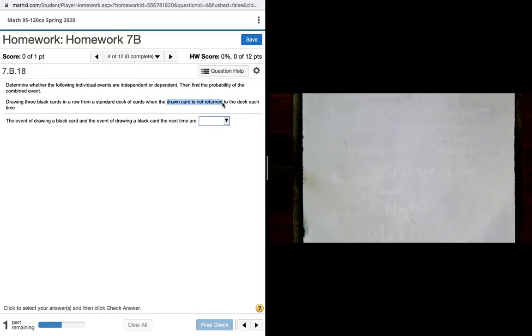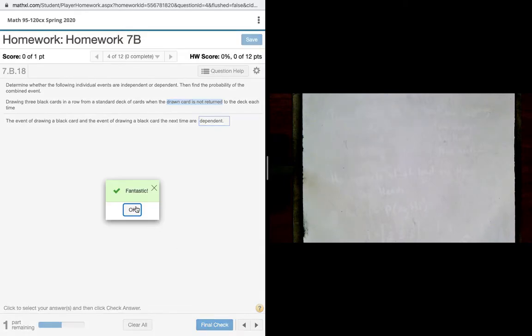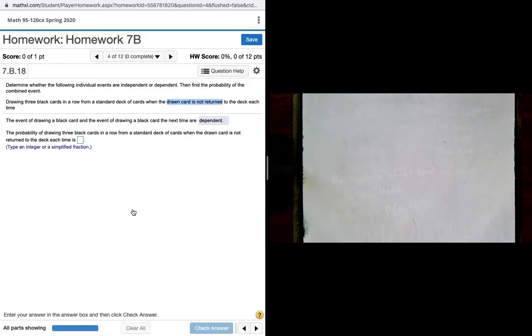If I do draw that black card, now my denominator's changed and the numerator's changed. If I don't draw a black card, the denominator will still change, but the numerator will not. These are dependent events. Yay, fantastic. Now we calculate the probability of drawing three black cards in a row.